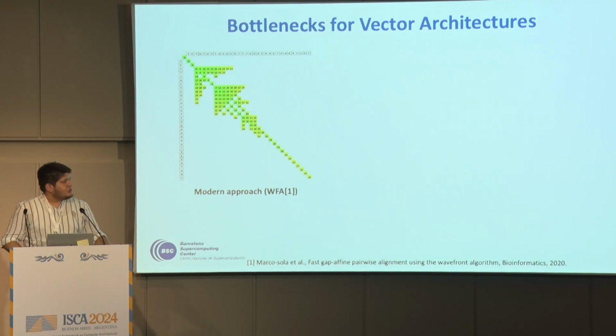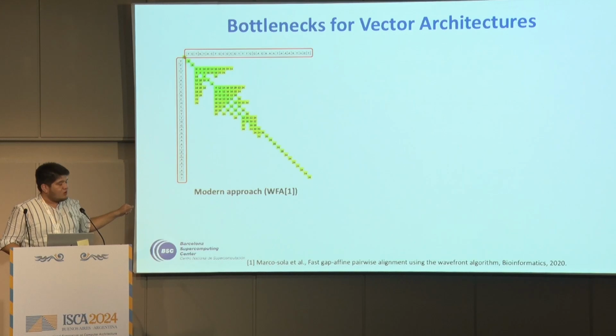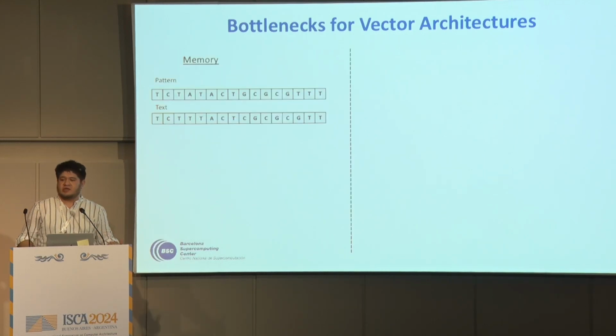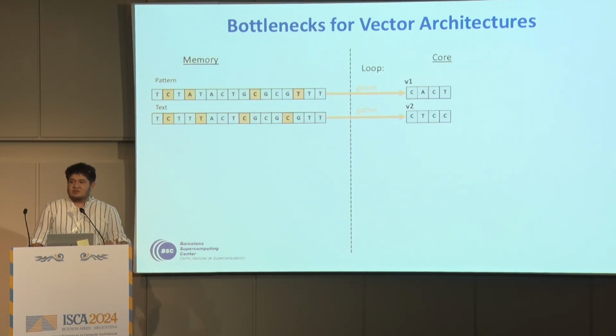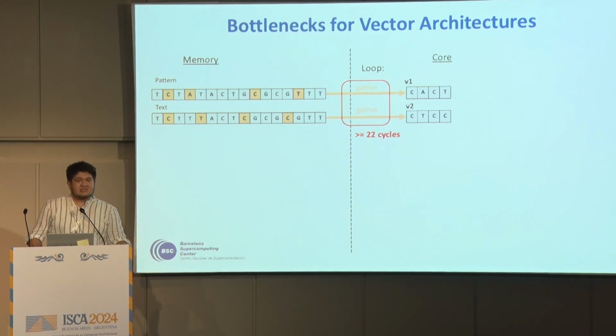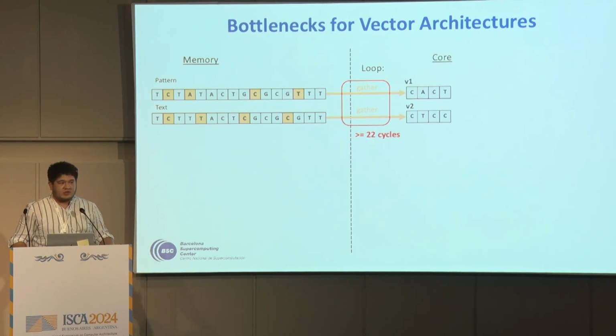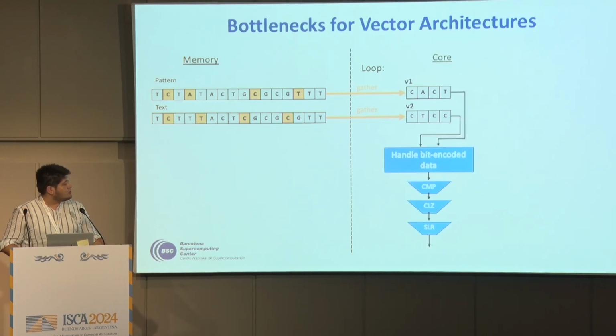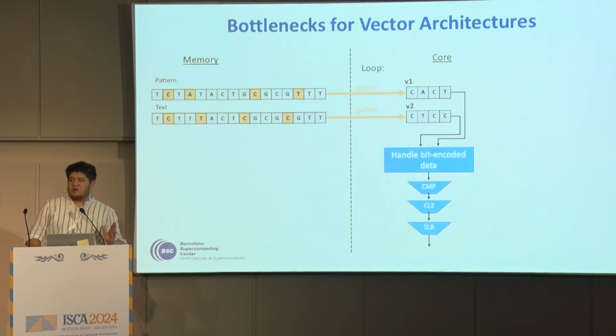Let's make this more practical to show you what these bottlenecks are. When we want to process, in this case, the WFA (wavefront alignment) algorithm, we start with the input sequences in memory. We need to gather them into the vector register. Every gather instruction takes at least 22 cycles if the data is already in the L1. If data is not in L1, this latency will drastically increase. So we can observe a first bottleneck here: we have high latency to fetch the data from memory. After getting the values, we need to process them to find the maximum number of contiguous matches in these input sequences.